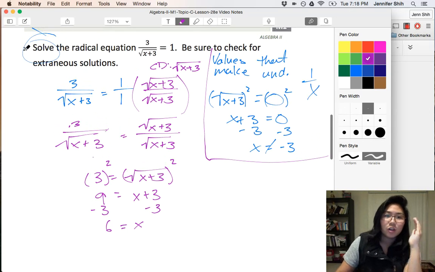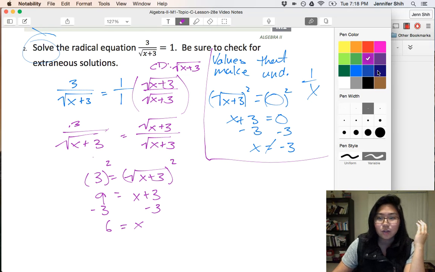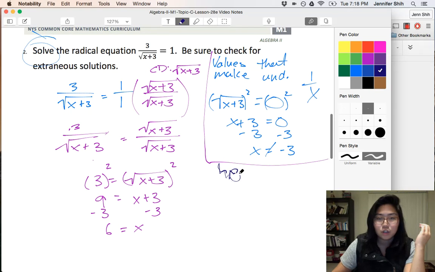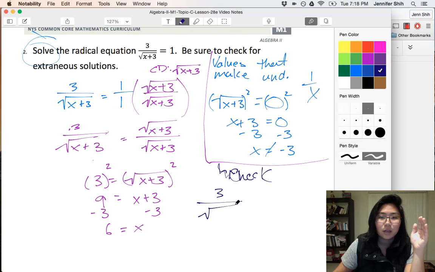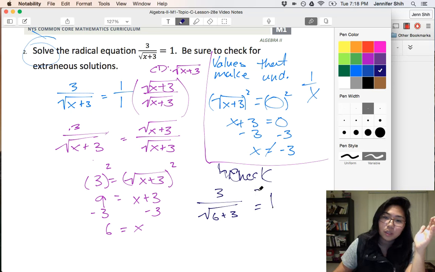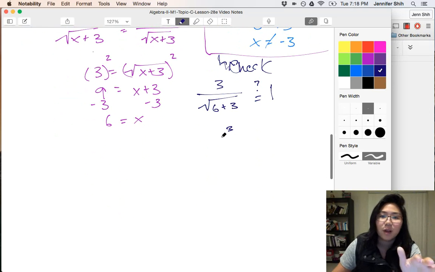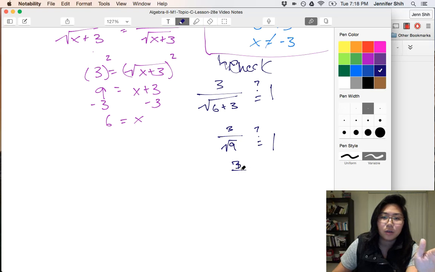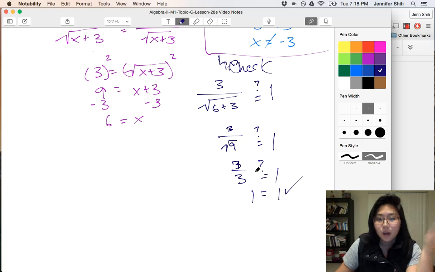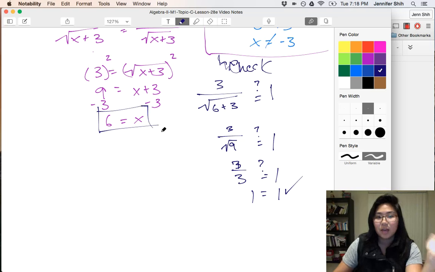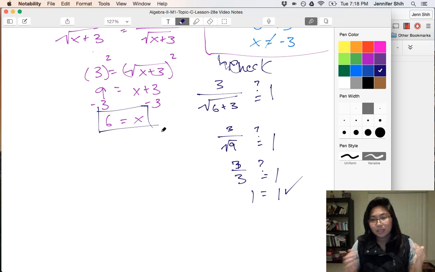In my question, we are solving, so I did get an answer, x is equal to 6. But of course, like every good scholar, I have to check my answer. Whoa, check my work. 3 over the square root of 6 plus 3 is equal to 1. And then I'm going to continue to simplify. 3 over square root of 9 is equal to 1. Is 3 over 3 equal to 1? And then indeed, 1 is equal to 1, always. Therefore, now I can go back and box my answer, and now I know that x is equal to 6.